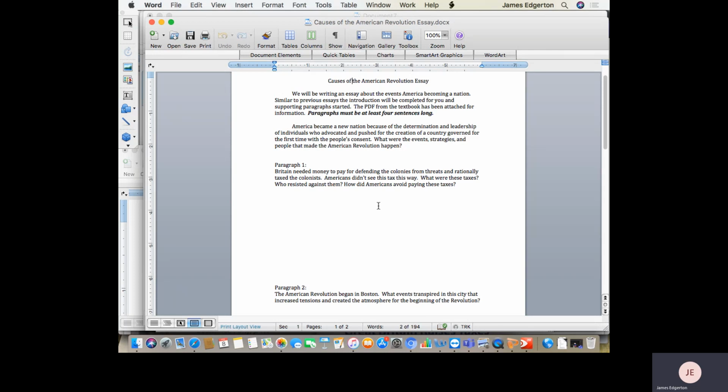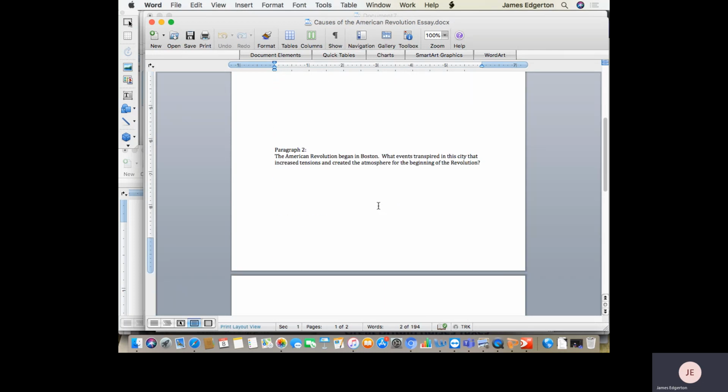And then you had the different actual acts that the British passed. They had the Sugar Act, the Stamp Act, the Townshend Act, the Tea Act, and all of them being repealed because of the boycotts. So you work all those ideas into a paragraph, and that's paragraph one.